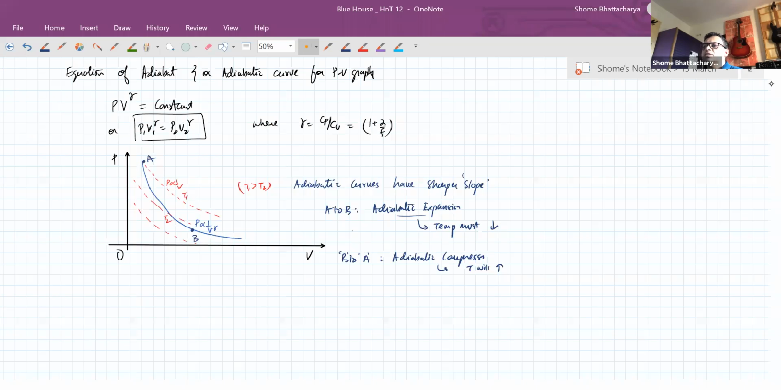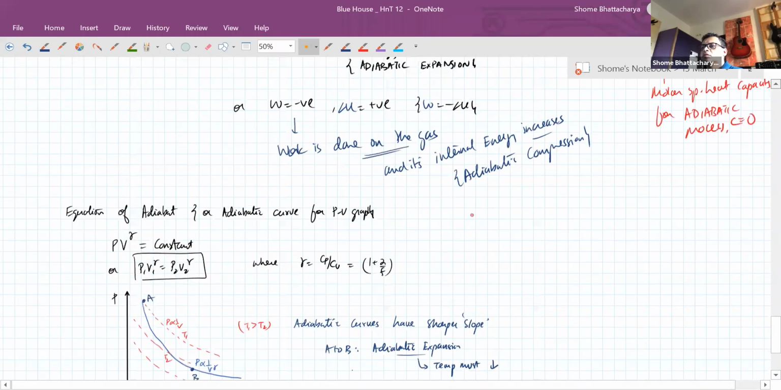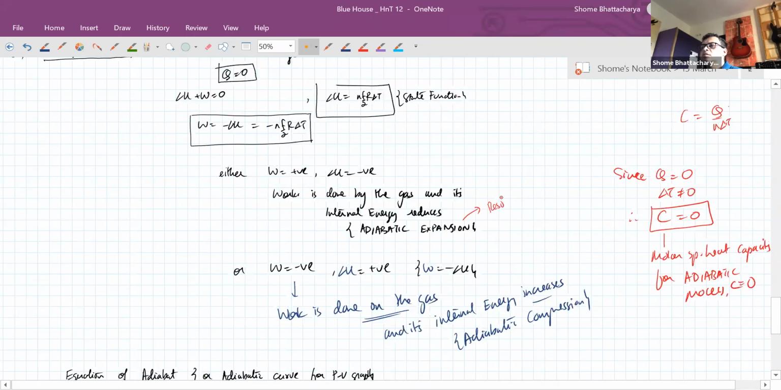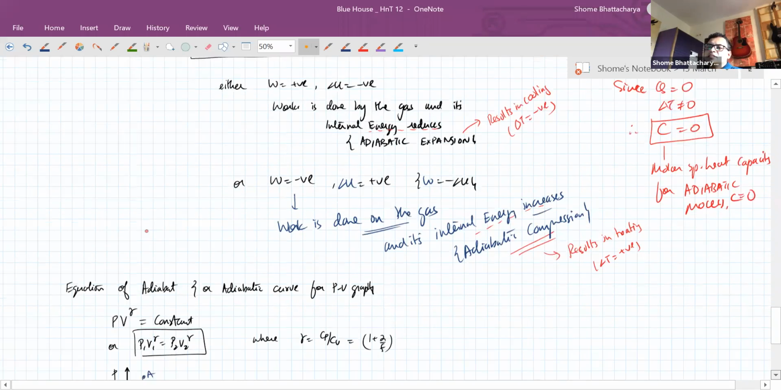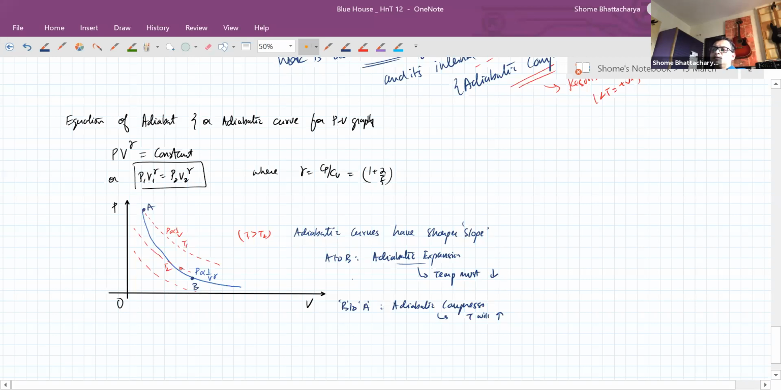So always remember, in an adiabatic process, expansion results in cooling, because internal energy decreases. So delta T is negative. And compression results in heating, because delta T will be positive because internal energy is increasing. That same thing you can see in the graph now. If you're going along the adiabat such that your volume is increasing, so an expansion is taking place, it results in cooling. Whereas if you're going in the opposite direction from B to A, where your volume is compressing, it will result in heating up of the gas.